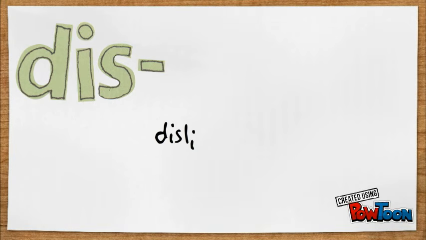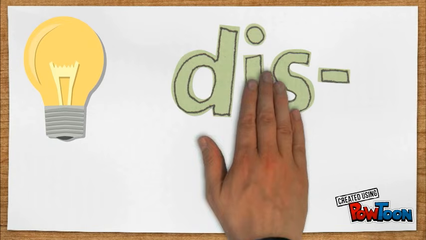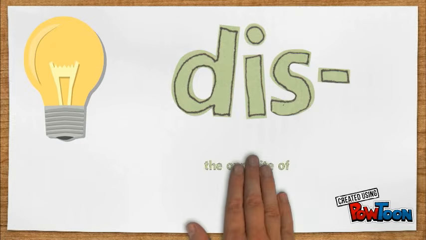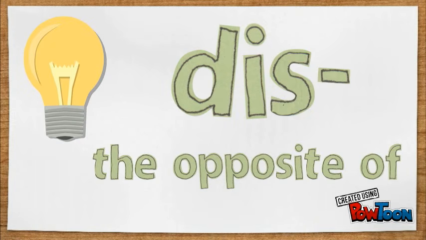Okay, so now dislike. I see the root word like. I know what that means. But if I dislike something, I'm pretty sure that means I don't like it at all. Oh, I see now. Dis is a prefix that changes a word's meaning to the opposite of, or not. That makes sense.